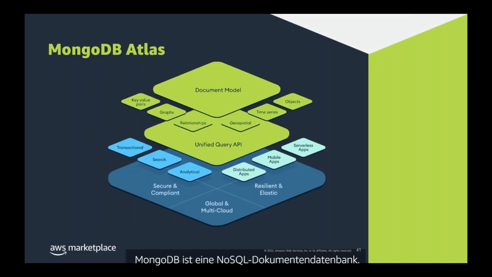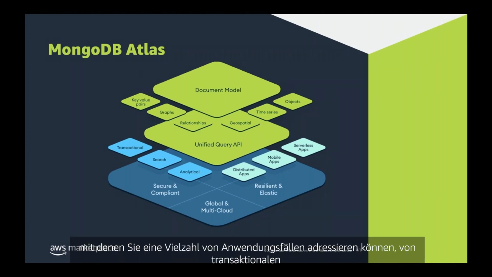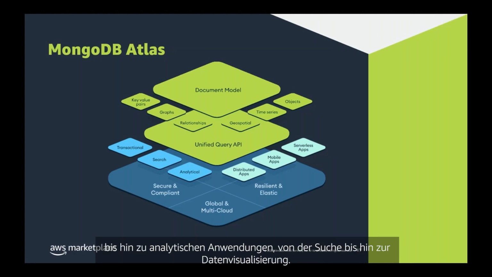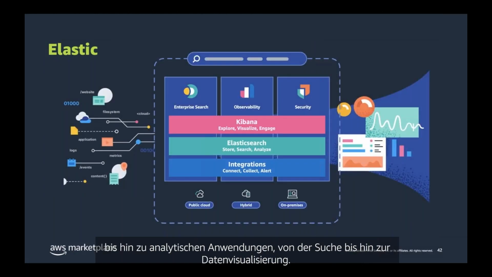MongoDB is a NoSQL document database. MongoDB Atlas is an integrated suite of cloud-native database services that allow you to address a wide variety of use cases, from transactional to analytical, from search to data visualizations.